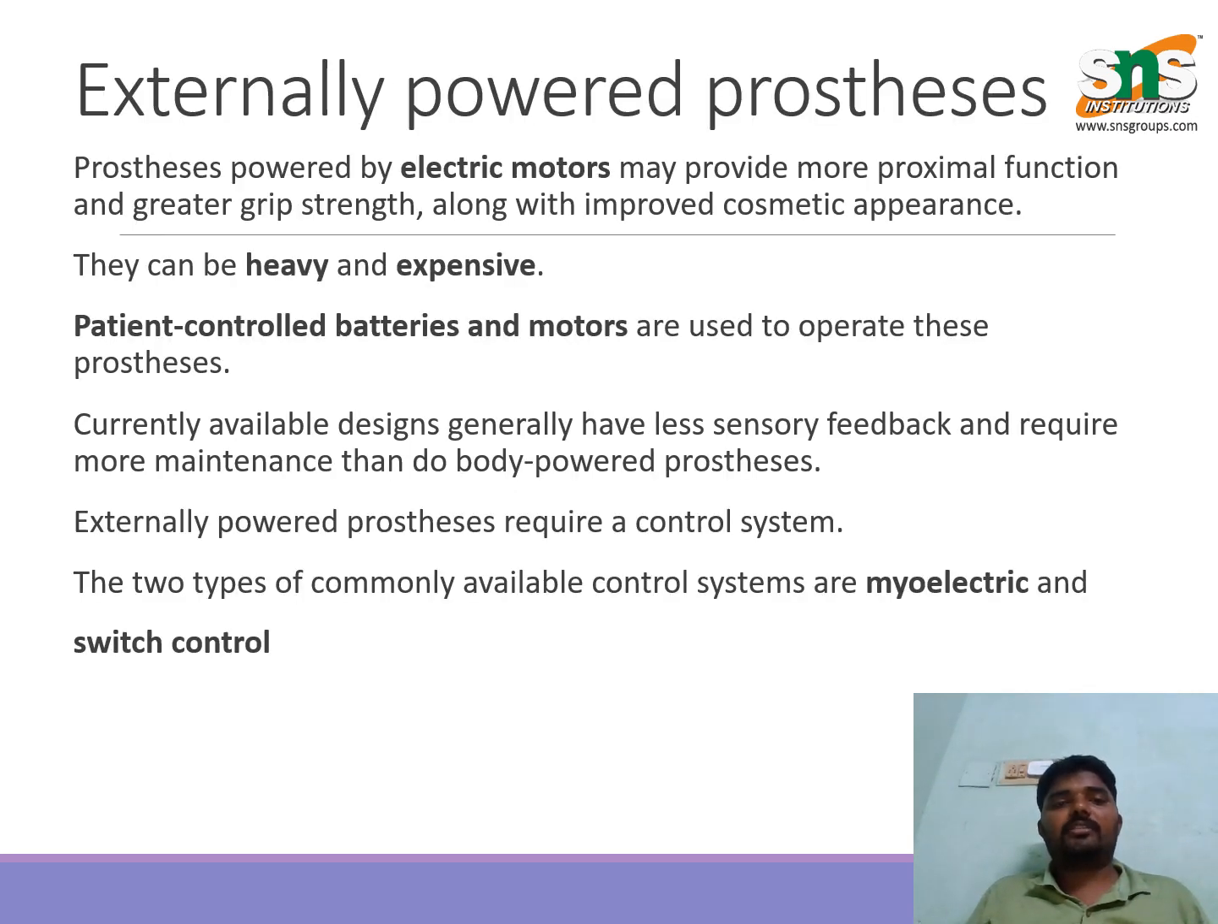So externally powered prostheses, powered by an electrical motor, may provide more proximal function and a greater grip strength along with improved cosmetic appearance. They can be heavy and expensive. Patient controlled batteries and motors are used for this prosthesis. Currently available designs generally have less sensory feedback and require more maintenance than body powered prostheses.